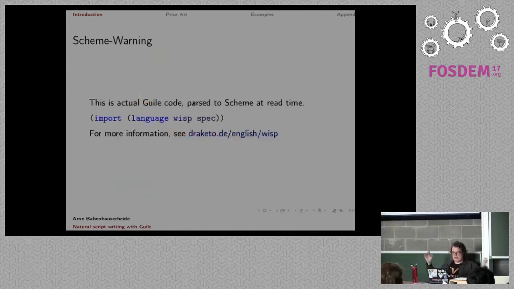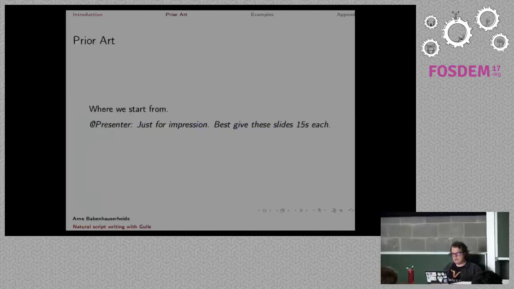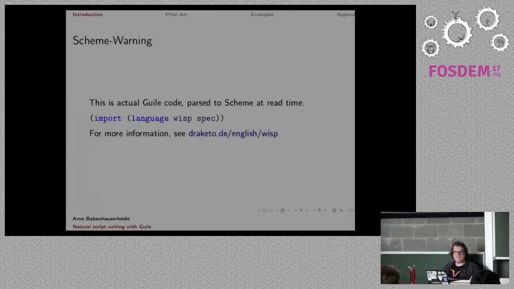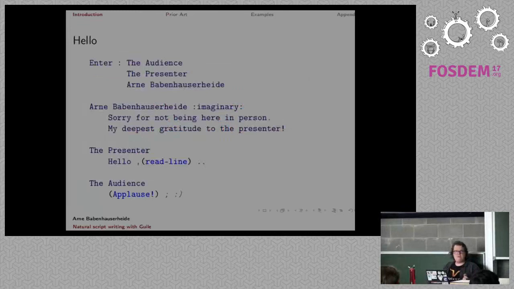There you can import the language Wisp spec. So he's got a whole website about Wisp. If you haven't heard of Wisp, Wisp is this kind of white space significant Lisp that Arnie's been working on, and it allows you to write scheme in a very kind of Pythonic, natural looking way. So prior art, where do we start from?